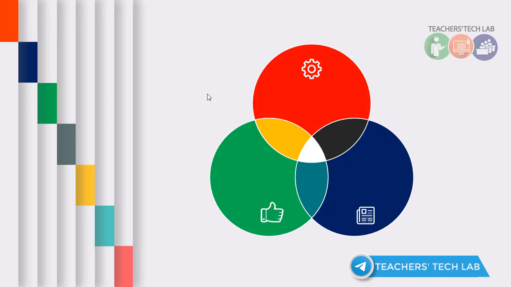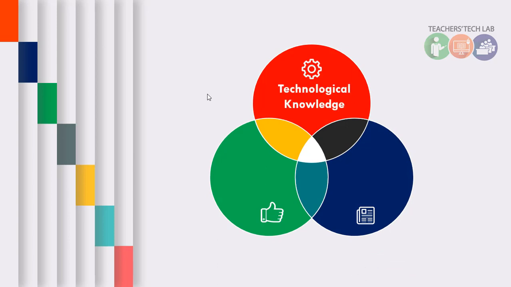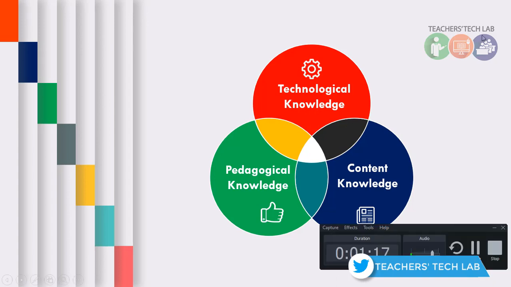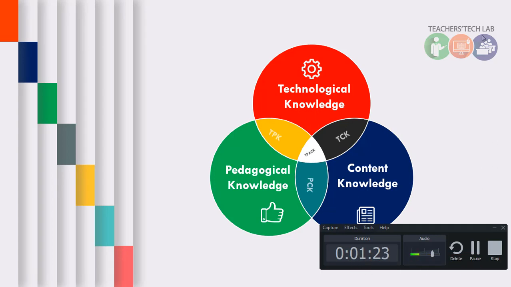Now let's basically look at the TPACK model as a 3 set. In the 3 sets, the first set is the technological knowledge, the second set is the pedagogical knowledge, and the third set is the content knowledge. An intersection of the technological knowledge and the pedagogical knowledge only gives you the TPK. An intersection of the technological knowledge and the content knowledge only gives you the TCK, and an intersection of the pedagogical knowledge and the content knowledge only gives you the PCK.